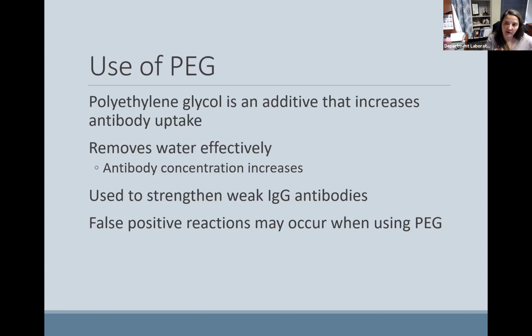So if you think you have a very weak IgG antibody, PEG is useful. However, just using it on a normal basis, if you already have a strong reacting antibody, it enhances those reactions. So it's not really necessary to use PEG, only if you're trying to strengthen a very weak reactant.